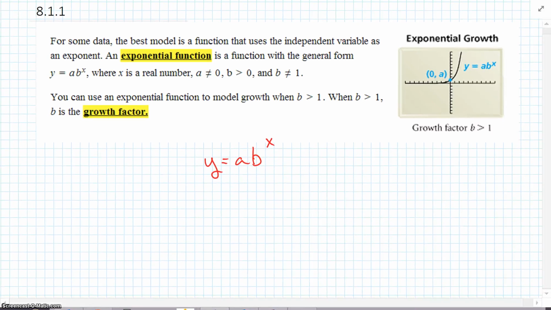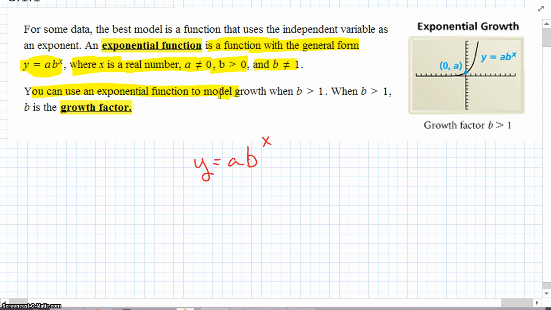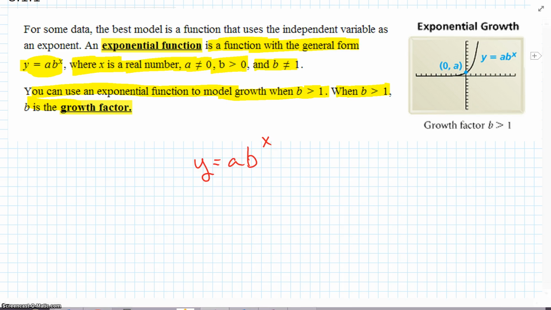For some data, the best model is a function that uses the independent variable as an exponent. An exponential function is a function with the general form y equals a times b to the x power, where x is a real number, a is not 0, b is greater than 0, and b is not 1. You can use an exponential growth function to model growth when b is greater than 1. When b is greater than 1, it is a growth factor. So it is again written as y equals ab to the x power.